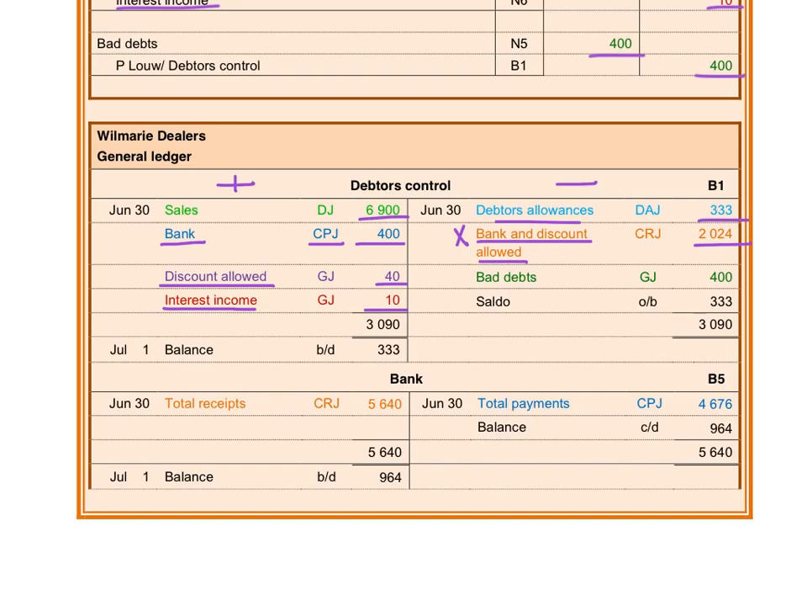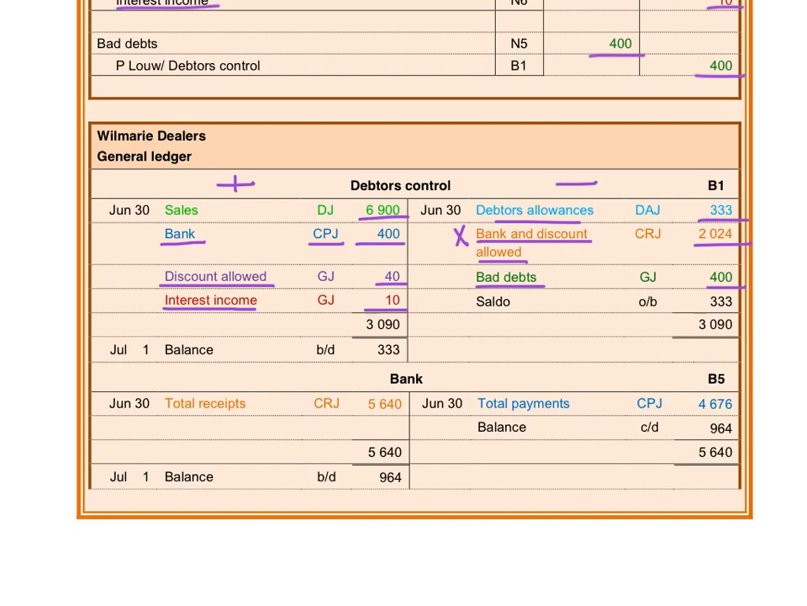If we write off bad debts because someone's debt must be written off, we want to reduce the outstanding amount of debtors. We reduce debtors on the credit side with 400 Rand, and we will debit bad debts account.